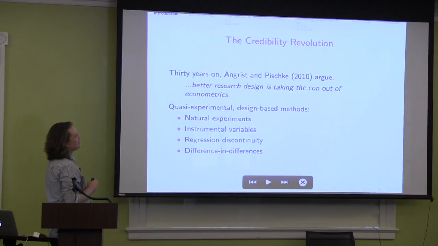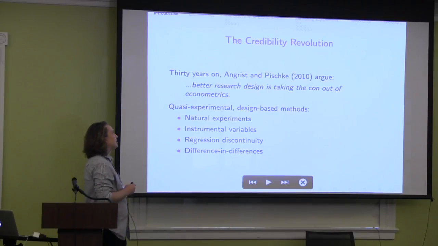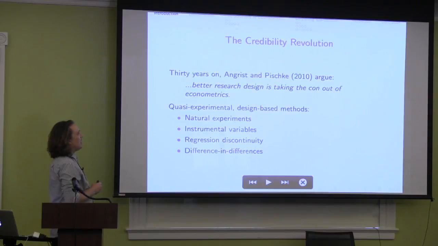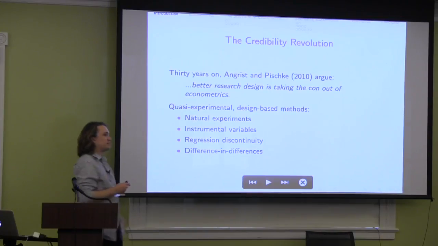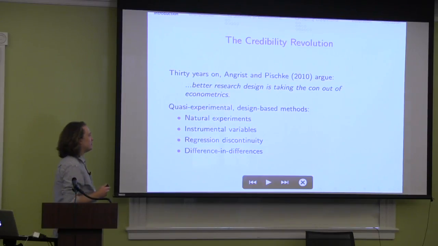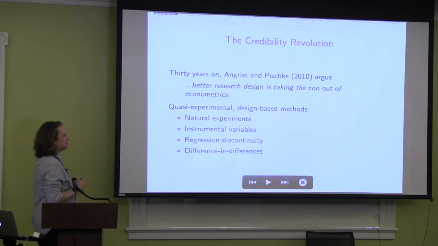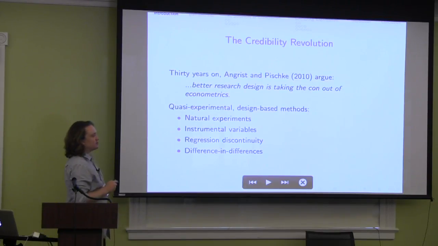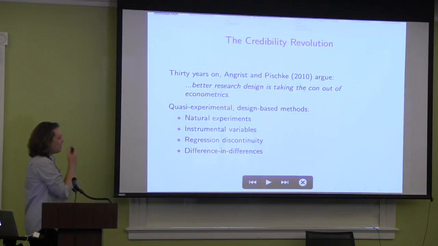The one I want to focus on is a contribution by Joshua Angrist and George Pischke, who argue that 30 years on, better research is taking the con out of econometrics. In fact, they even make a stronger statement and say, we've solved this problem that arose in 1983 that Ed Leamer was talking about. And the way we've solved it is through the use of these quasi-experimental or design-based methods.